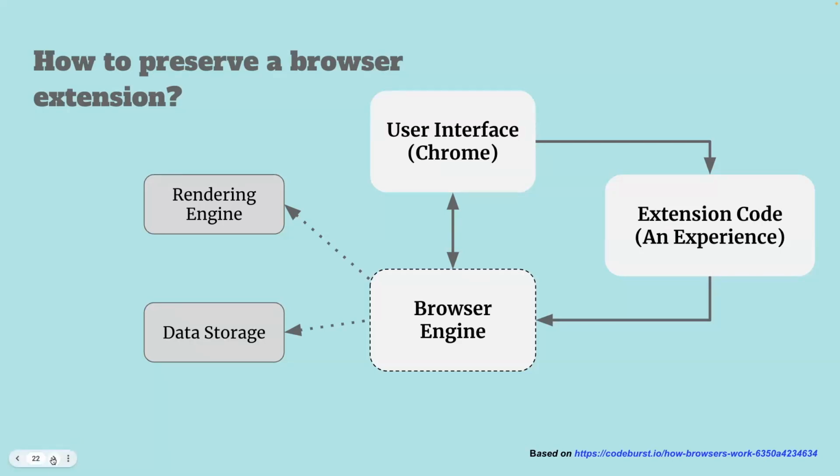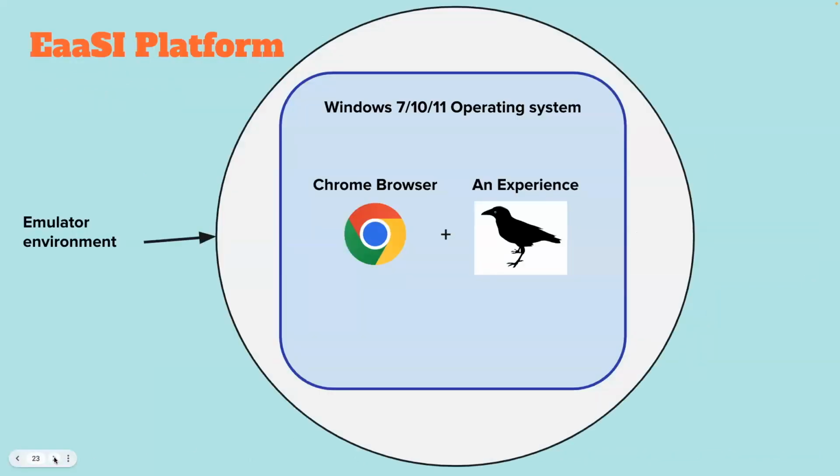And this very simplified diagram represents the components when thinking about preserving an extension. It's the extension code that talks to the browser's user interface, and then the browser engine that is processing the internet to be displayed in that Chrome browser. So what is our preservation approach for all these different components?